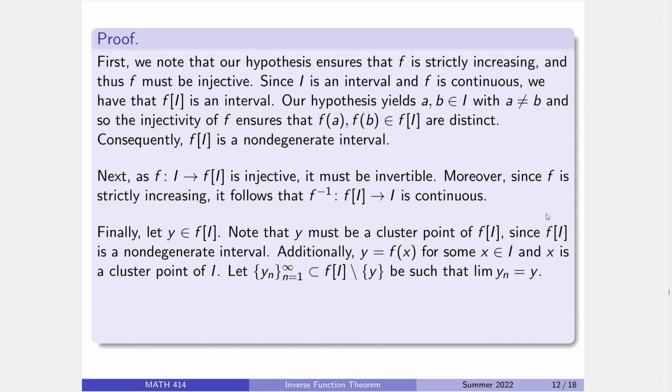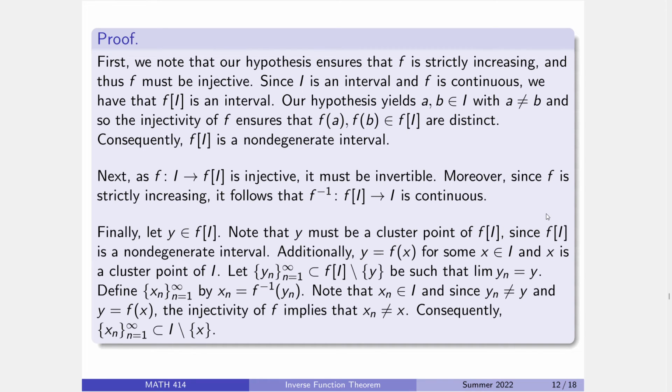Specifically, take a sequence that lives in the range of f, missing y, and let it converge to y. We're going to show that the limit of the output of the difference quotient evaluated at the sequence goes to where we want it to go. Now let's define x sub n to be the outputs of f inverse. Note that those all land in I, and furthermore, y sub n is never equal to y, but y is equal to f of x, so the injectivity guarantees that x sub n is never equal to x, so the sequence lives in the interval I, but not including x.